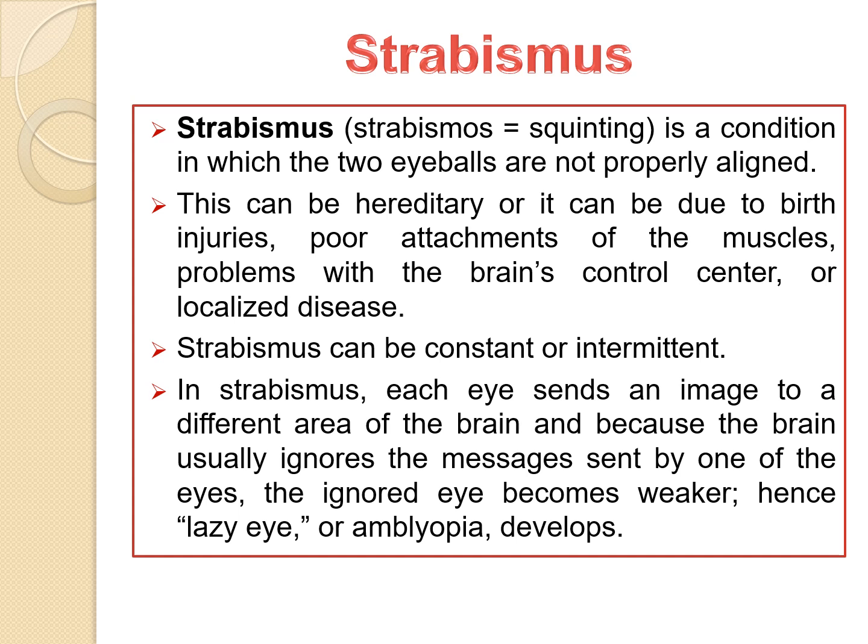This can be hereditary or it can be due to birth injuries, poor attachments of the muscle, problems with the brain's control center and localized disease. It can be constant or intermittent. In strabismus, each eye sends an image to a different area of the brain, and because the brain usually ignores the messages sent by one of the eyes, the ignored eye becomes weaker. Hence, lazy eye or amblyopia develops.